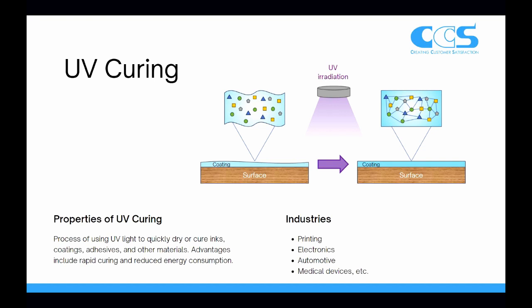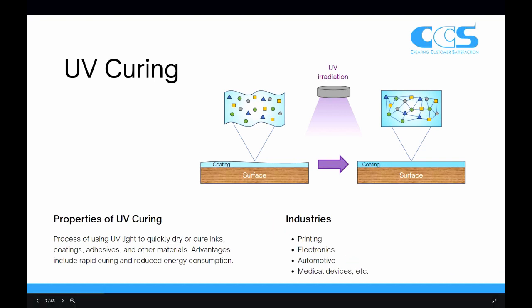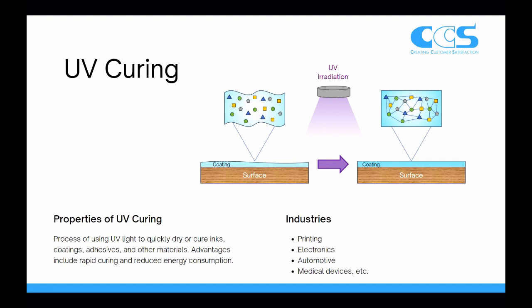But essentially what is happening is when the UV sensitive material is exposed to UV light, the photoinitiators absorb the light and are activated. That activation triggers a chemical reaction that leads to polymerization or cross-linking. So the molecules in the material form strong bonds with each other, transforming the material from a liquid or soft state to a solid state. And this is used in the printing industry, electronics, automotive, medical devices.